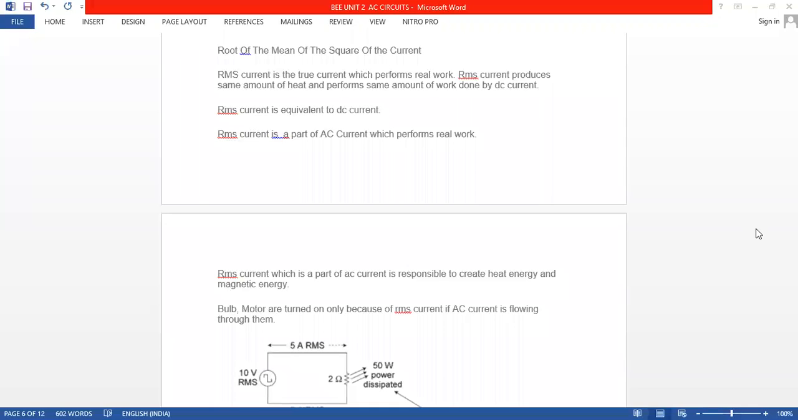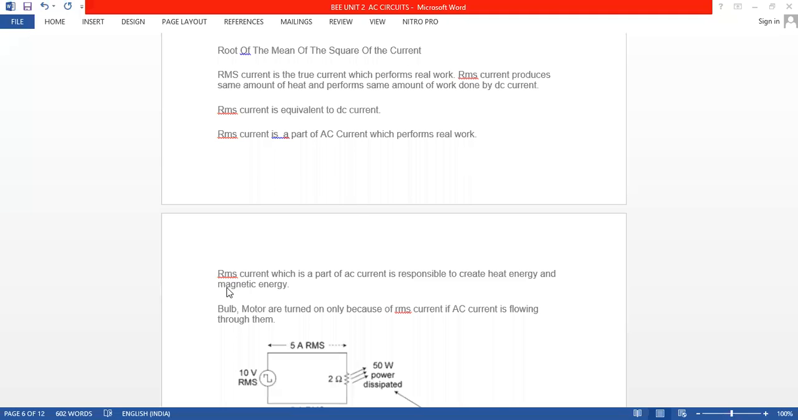So what is the definition of RMS current in practice? What is the first statement? All of you, what is the first line? RMS current is a part of AC current which performs the real work. How much is its part? Whether it is 50% or 80%, we'll see with the derivation. RMS current is a part of AC current which performs the real work.